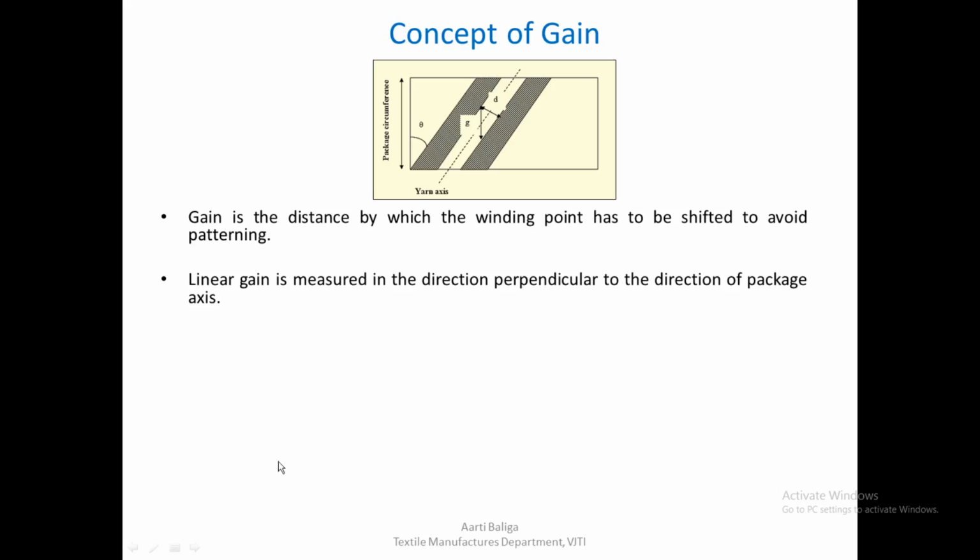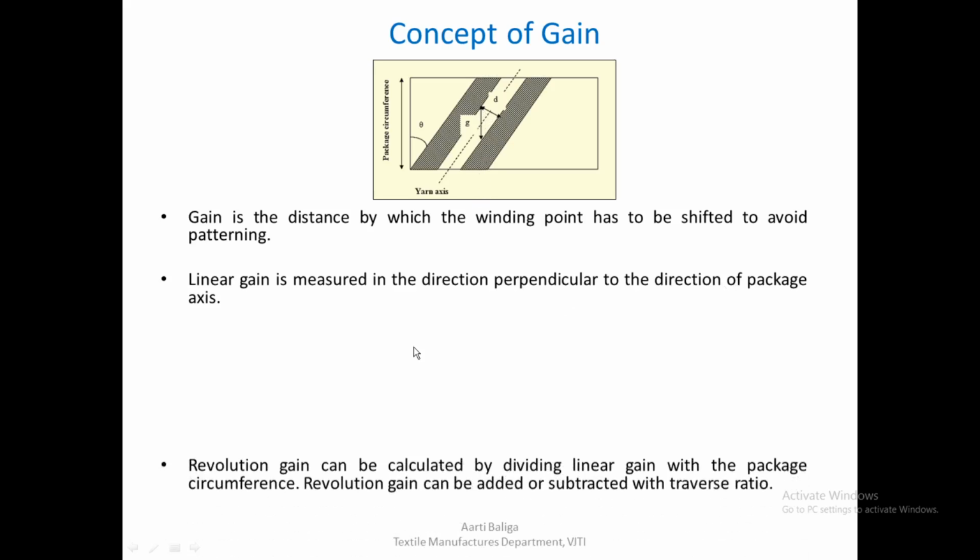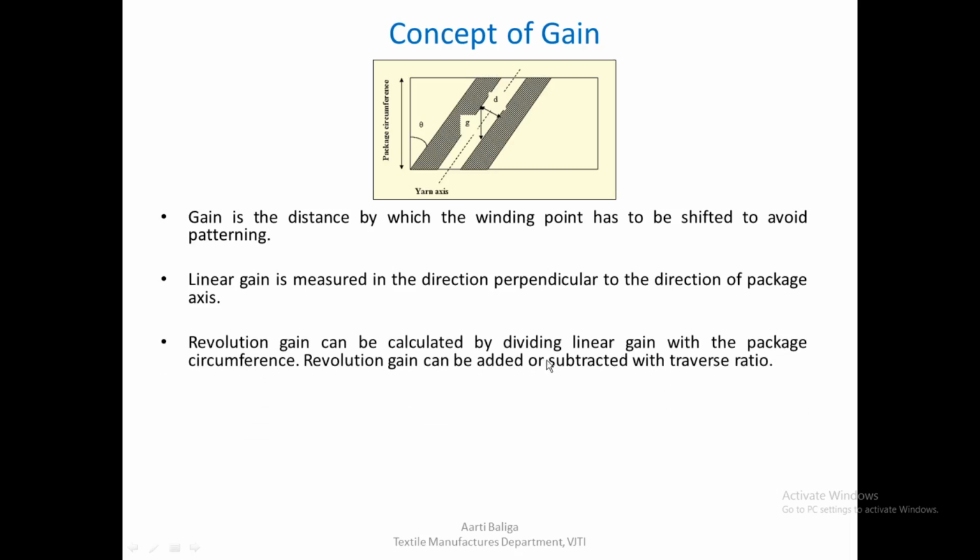Linear gain is measured in the direction perpendicular to the direction of the package axis. So the linear gain is measured in this manner. This is the gain that is there. It is the distance between the two coils, but it is measured in the perpendicular direction to the package axis. Revolution gain can be calculated. Now this was linear gain, how it is calculated, just measurement of distance like this.